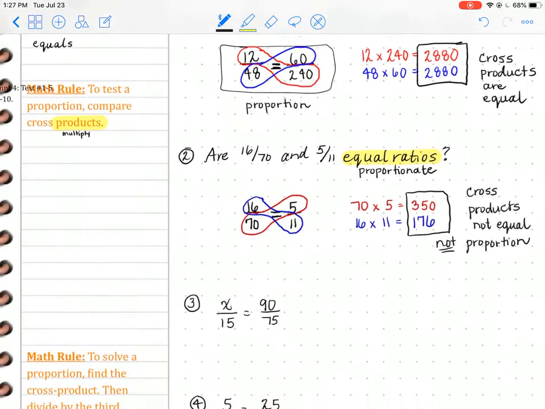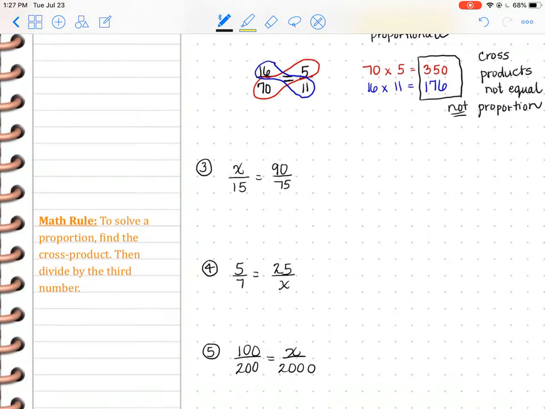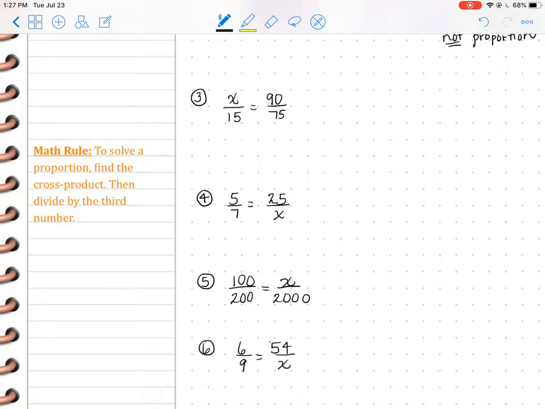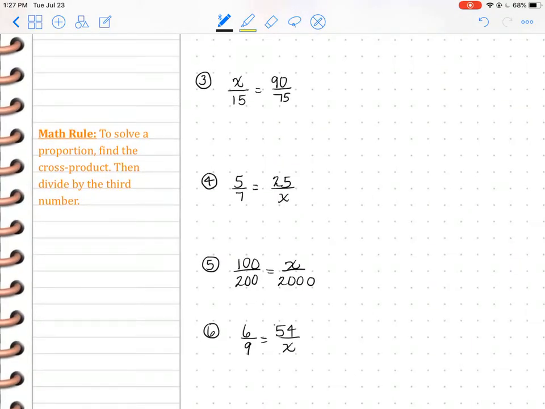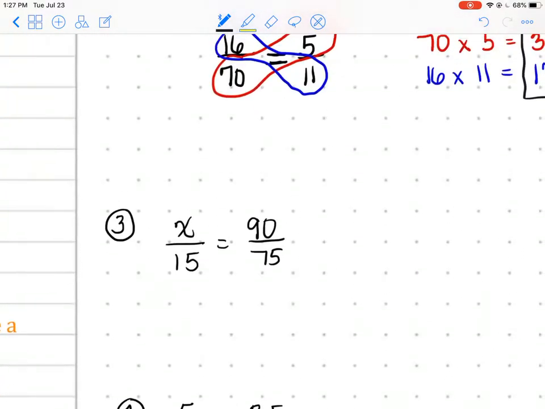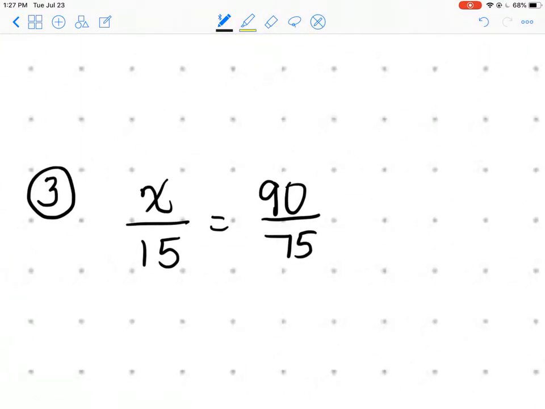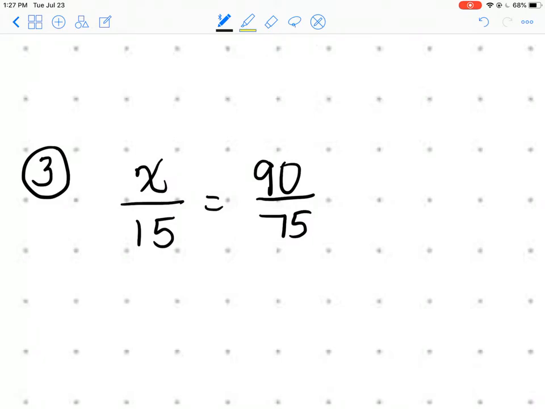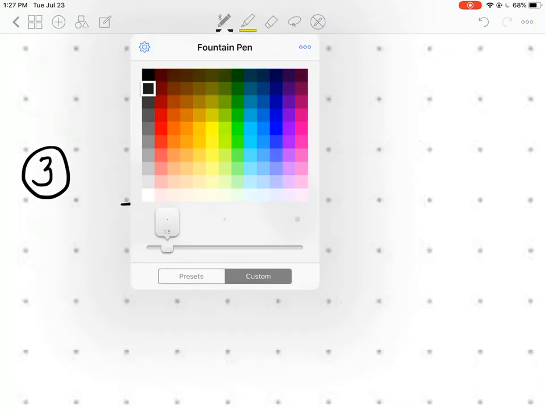So now I want to show you how to solve a proportion. We're going to use that same math concept to solve a proportion. And the rule says to solve a proportion, you find the cross product, then divide by the third number. So let's do 4 of these examples, and I'm going to zoom in so that we're just focused on one at a time. For some folks with learning issues, this is very important, that you just focus on one area at a time.